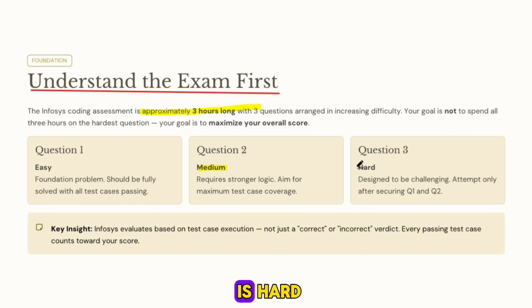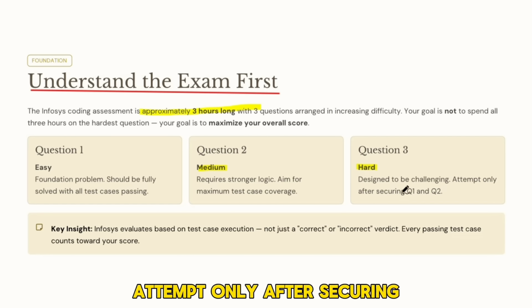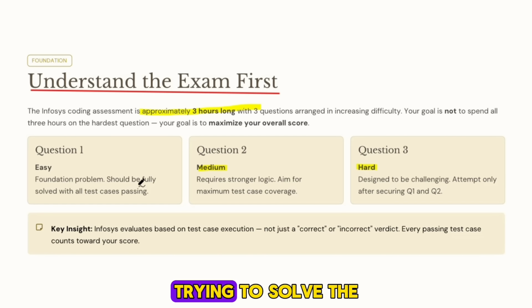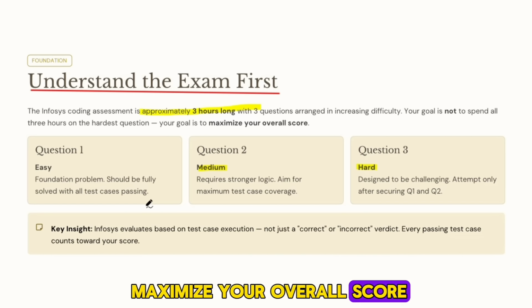And question 3 is hard, designed to be challenging. Attempt it only after securing question 1 and question 2. Your objective is not to spend all 3 hours trying to solve the hardest question. Your objective is to maximize your overall score.